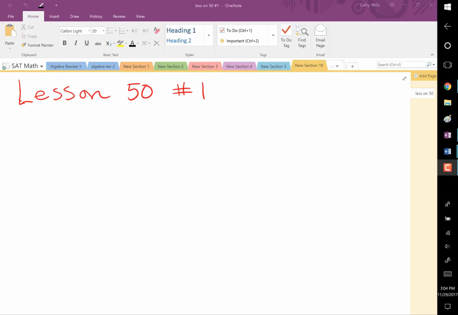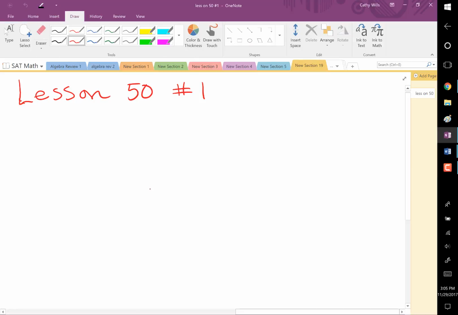Okay, this is number 1 on lesson 50, and it says how many ways can the digits 1, 2, 3, 4, and 5 be arranged in a row of 3 to form an odd counting number if repetition is permitted and 3 cannot be second and 1 cannot be third. Alright, so you're trying to create a 3-digit counting number. So we have 3 boxes that we need to fill.